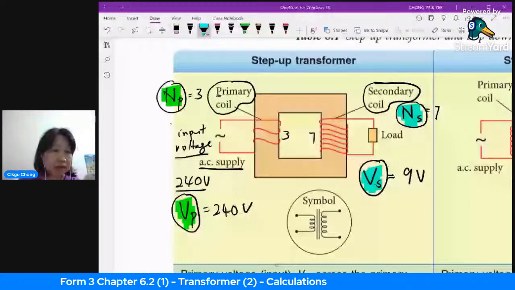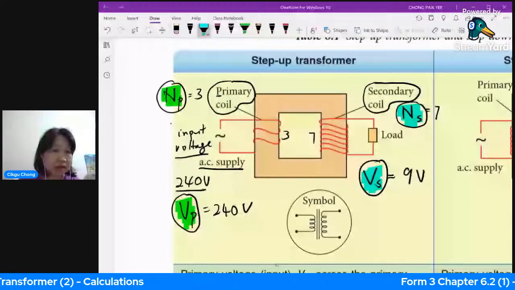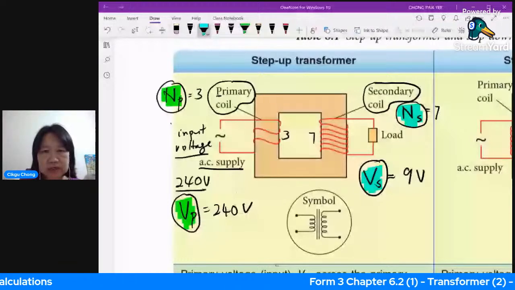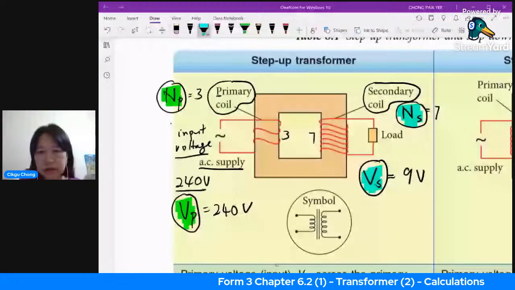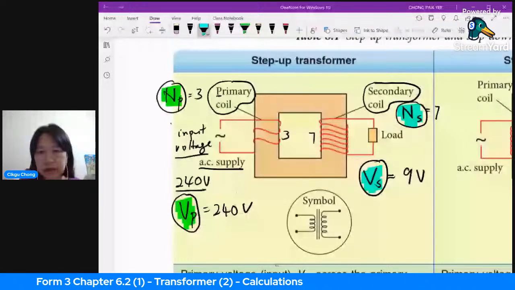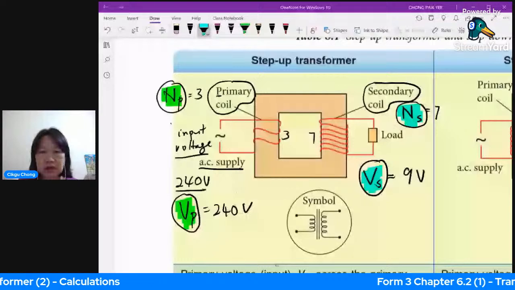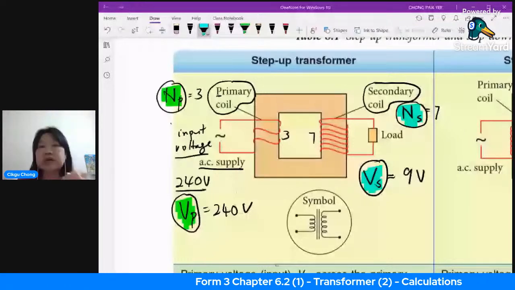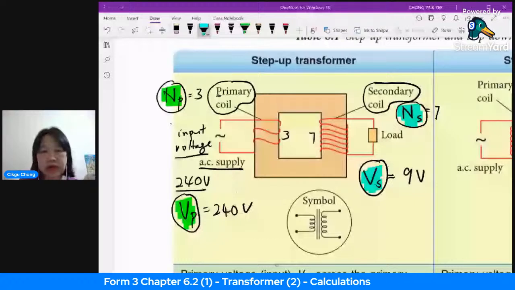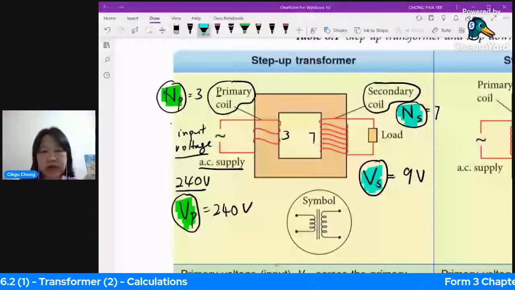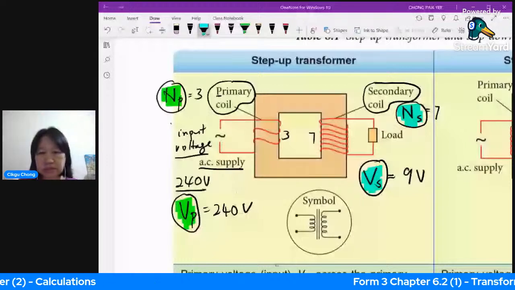So how to remember it? VP stands for voltage on the primary coil. VS is the voltage on the secondary coil. NP is the number of turns. If you wind around it 100 times, then it will be 100. So NP is the number of turns on the primary coil, and NS is the number of turns on the secondary coil. You just remember that.